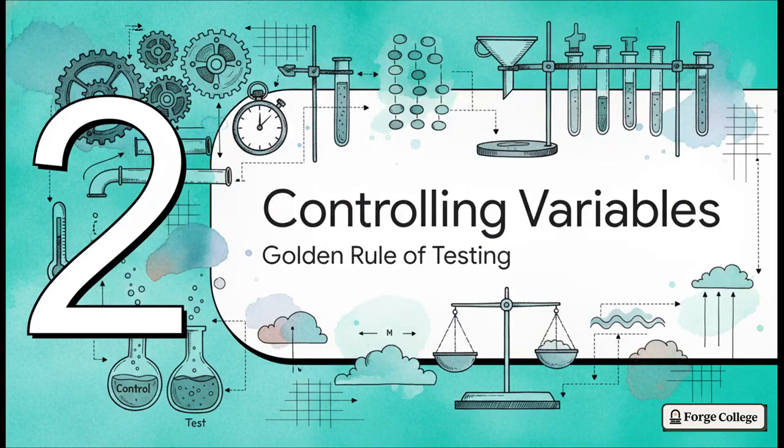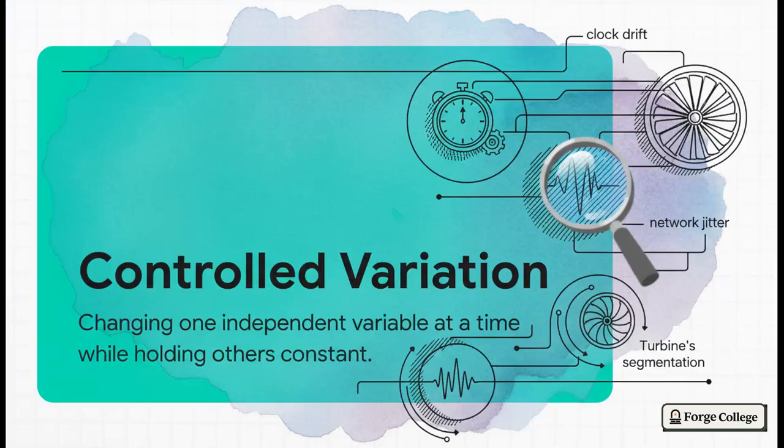That brings us perfectly to part 2, controlling the variables, which is the absolute golden rule of testing. The core methodology we're using here is called controlled variation. Simply put, it means changing exactly one independent variable at a time while holding everything else perfectly constant to record your dependent observations. Without this level of rigor, any changes you see in speed could literally just be clock drift or random network jitter masquerading as Turbine segmentation working its magic. We absolutely have to isolate those variables.